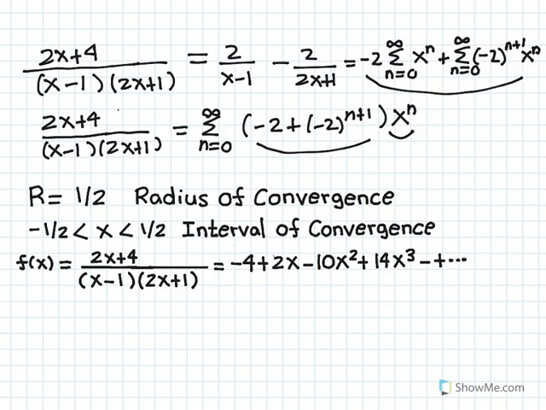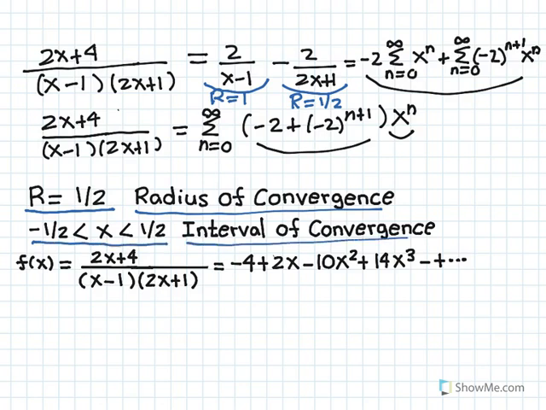Now, the radius of convergence is the minimum of the two of these because the first one had a radius of convergence of 1. The second fraction had a radius of convergence of 1/2. But because we're adding or subtracting these two series, we have to take the minimum of the two radii of convergence. So that's why we take the radius equal to 1/2. That's the radius of convergence that works for both of them. And the interval of convergence is x larger than negative 1/2, less than 1/2. That's the interval of convergence.